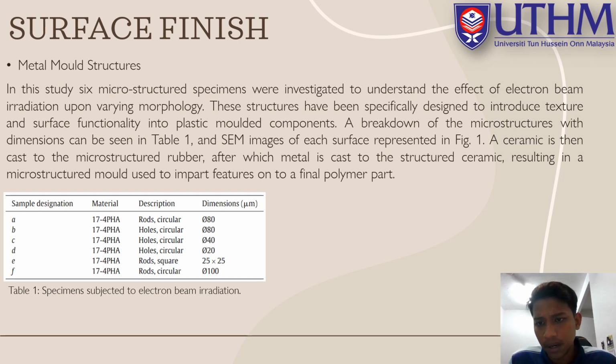A breakdown of the microstructures with dimensions can be seen in Table 1. Each surface is represented in Figure 1. A ceramic is then cast to the microstructured rubber, after which metal is cast to the structured ceramic, resulting in a microstructure used to impart features to the final polymer part. As we can see, it's in Table 1.